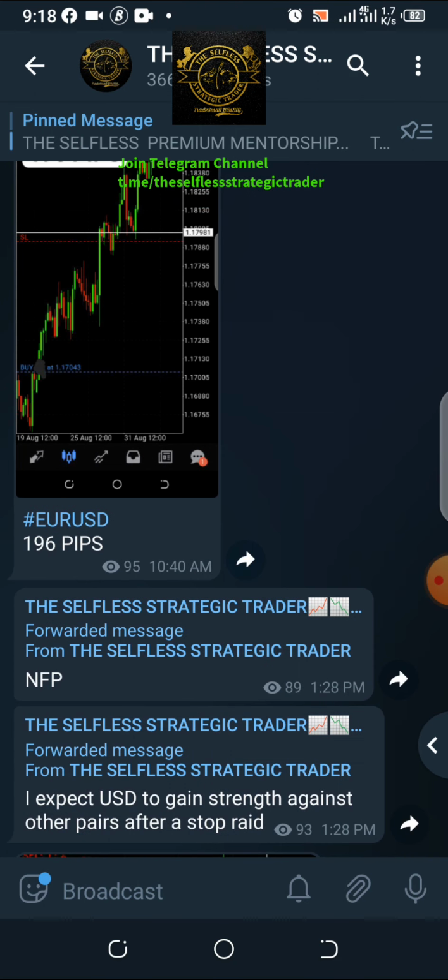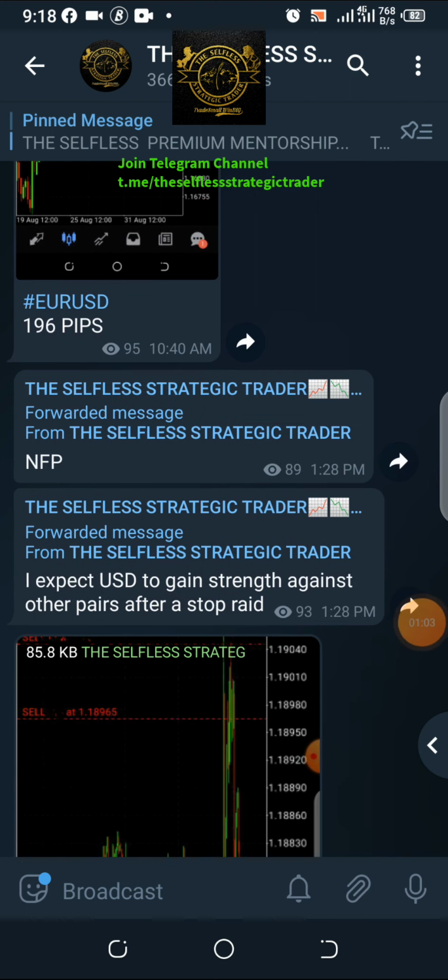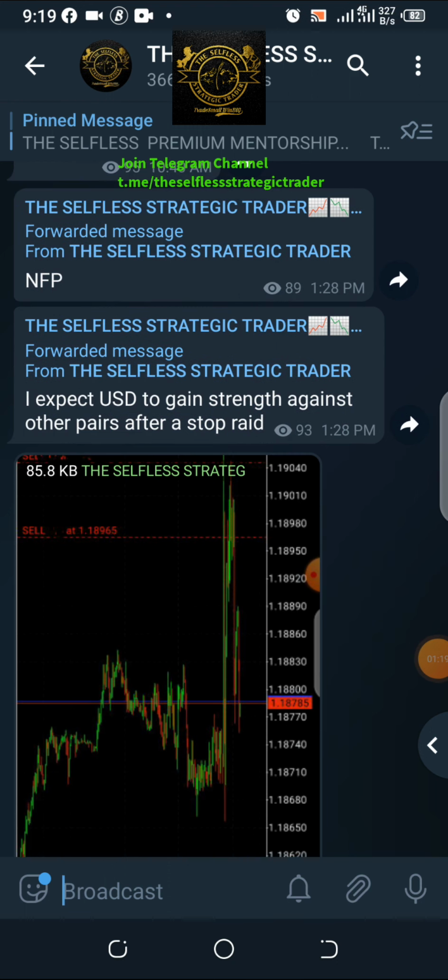But I said on my Telegram channel here that this is my expectation on NFP. I'm going somewhere, just follow me so that you will learn. I said I expect USD to gain strength against other pairs after a stop run. After a what? A stop run. What am I talking about? The stop run simply means USD is gaining strength against other pairs.